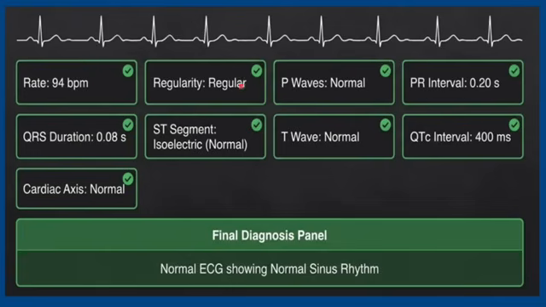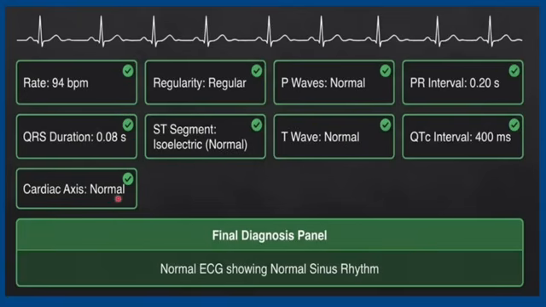QRS duration 0.08 seconds, which is normal. ST segment is normally isoelectric. T wave is normal, positive T waves. QT, corrected QT is normal as well, and the cardiac axis is normal. So the final diagnosis, normal ECG showing normal sinus rhythm.